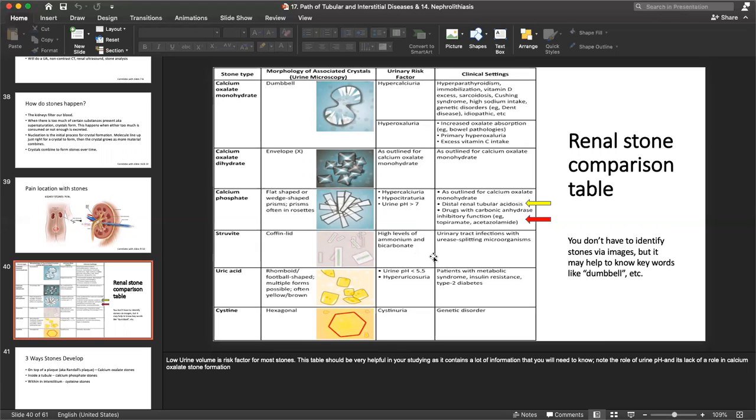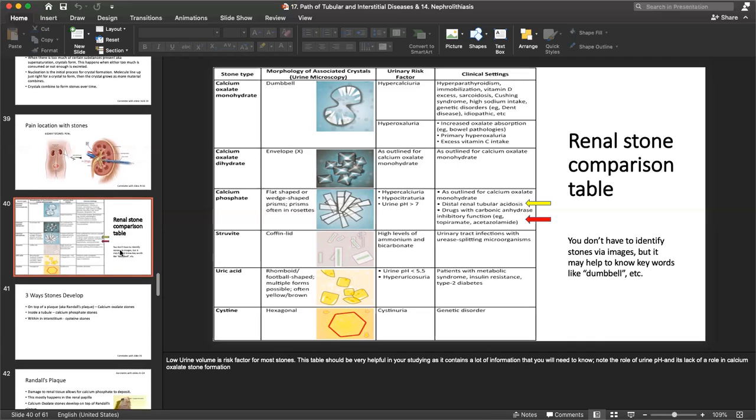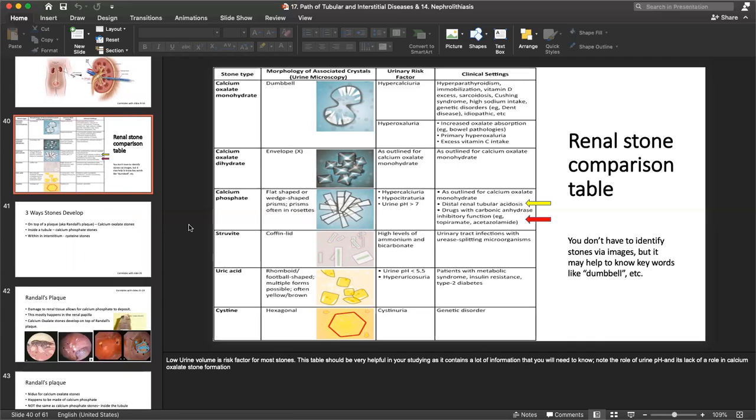Coffin shape is our struvite crystals. They're also called triple phosphate, and they've got high levels of ammonium and bicarb. Uric acid, here's our little lemons. See, looks like a lemon. And then cysteine is going to be like a hexagon shape. This is what I used to do before med school, look at people's urine, run labs. It's kind of fun.